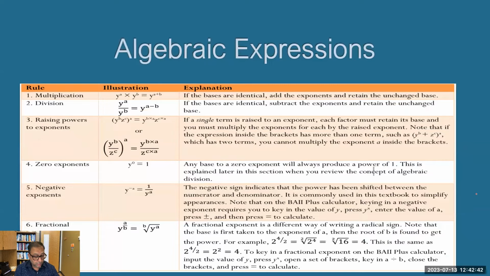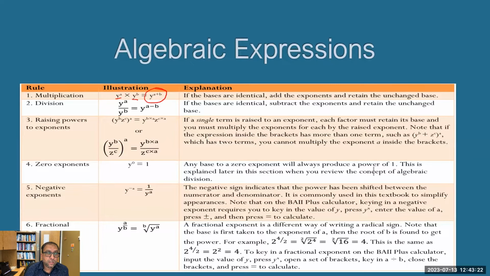There is a need to understand the algebraic expressions. Algebraic expressions follow a certain rule, like when we are using a, b, c, or any other variable symbol, we have to follow very standard rules. And the first rule is saying that if the bases are identical, like the base here is y, add the exponents if they are multiplying. So we see here y exponent a multiplied by y exponent b is equal to y exponent a plus b.